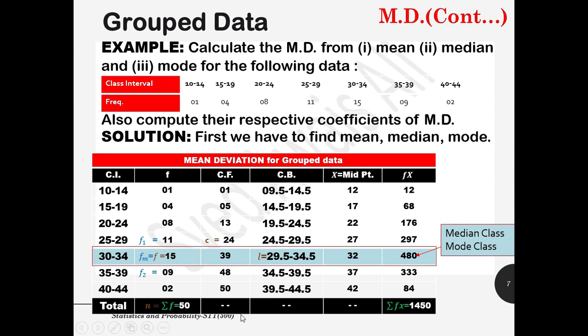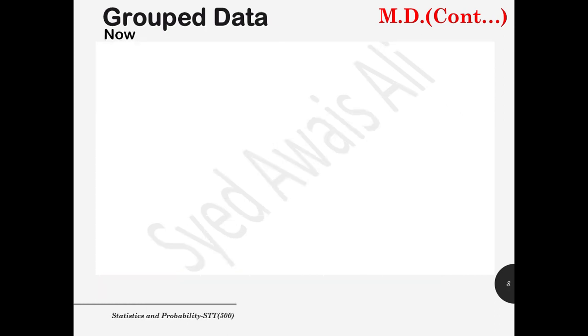Now what is L? The lower class boundary of the median class or mode class, that is 29.5 here. Then we have to discuss C. C is the cumulative frequency preceding the median class, that is 24 here. So how will we find all the values? So moving toward our next slide.